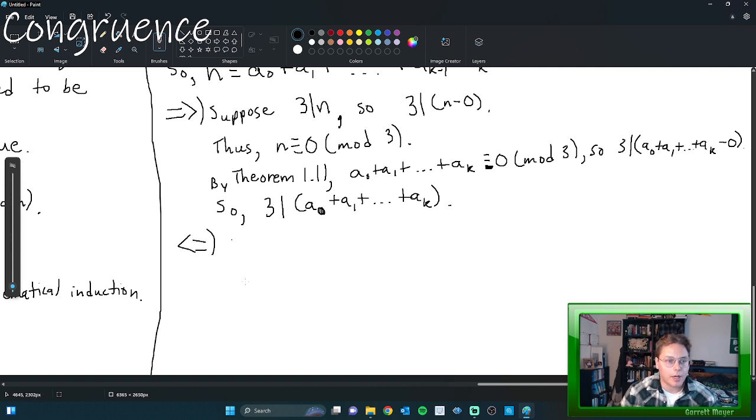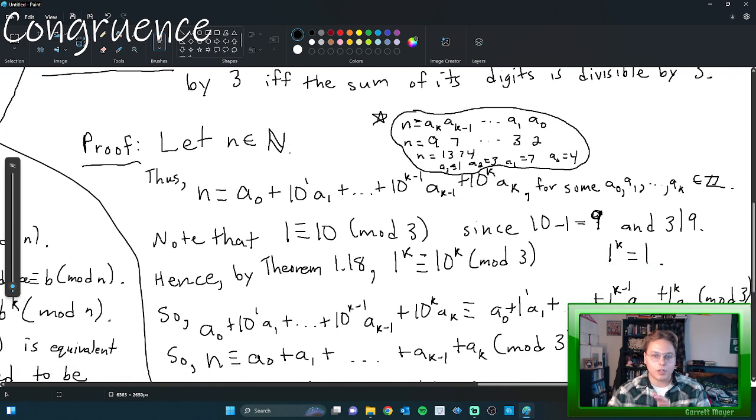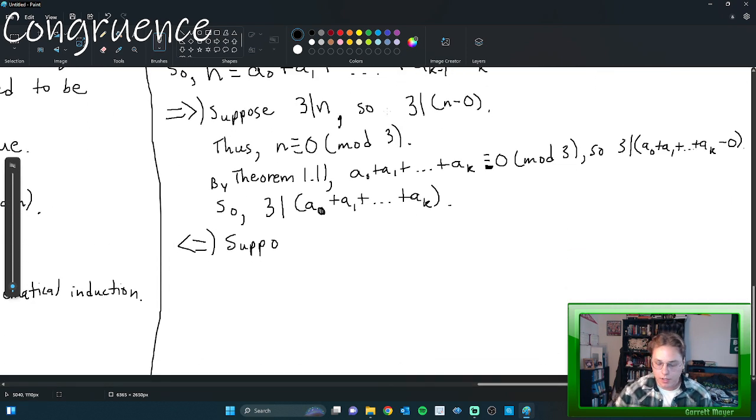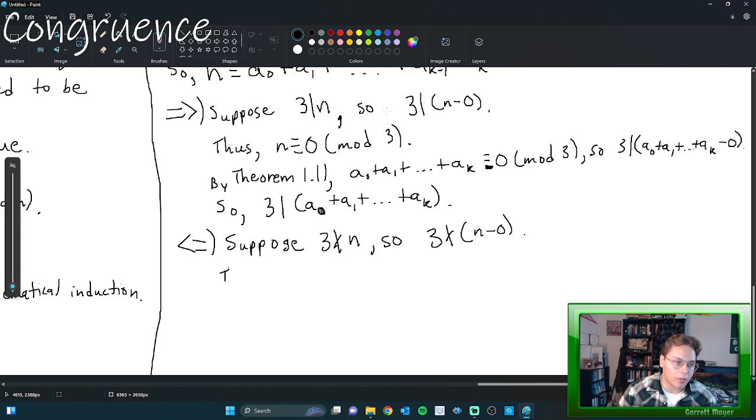And we're going to prove this by the contrapositive. The statement is that if the sum of the digits is divisible by 3, then the number is divisible by 3. So to do the contrapositive, we're going to suppose that the number is not divisible by 3 and show that the sum of the digits is also not divisible by 3. So 3 does not divide n minus 0. And this is going to be a very similar looking proof.